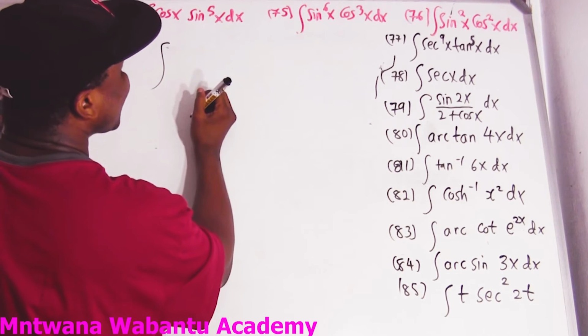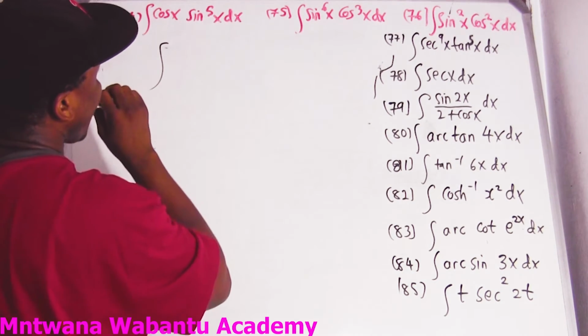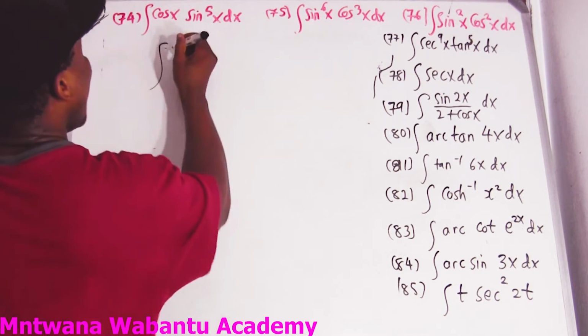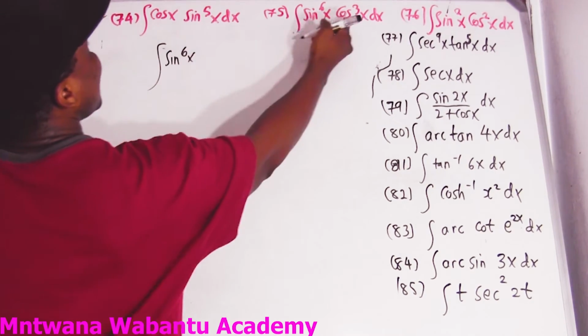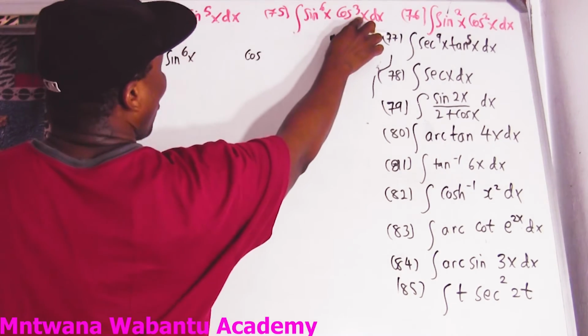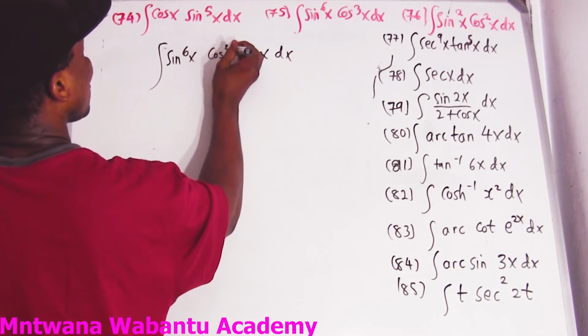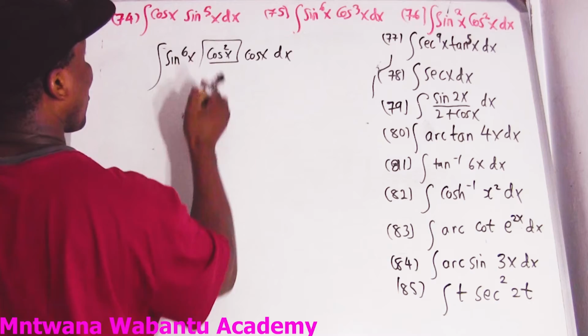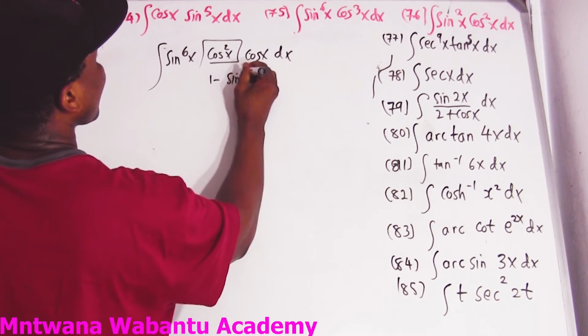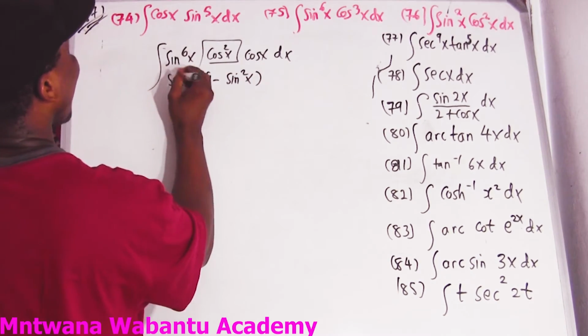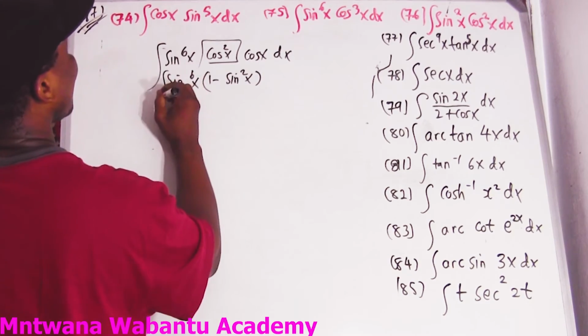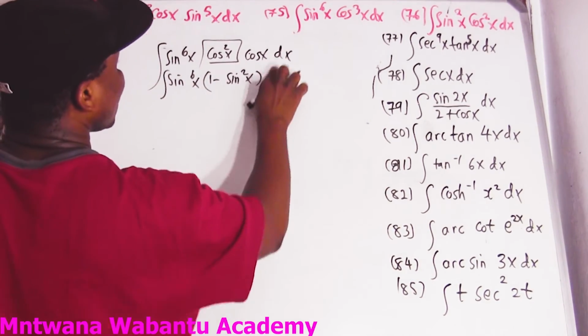I'm thinking, okay, how am I going to split that one? I can do the same trick. I'm going to use sine 6x. This one I'm going to take 1 cos from the 3, 1 cos dx, and then the 2 remaining cos means cos square x. From the trig identity, I know cos square x equals 1 minus sine square x, and then here we have sine power 6 of x, and then our integral, cos x dx.